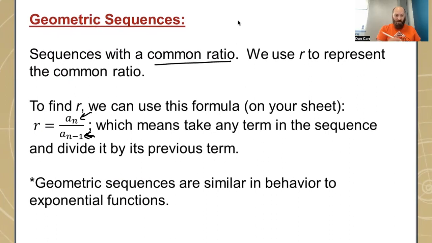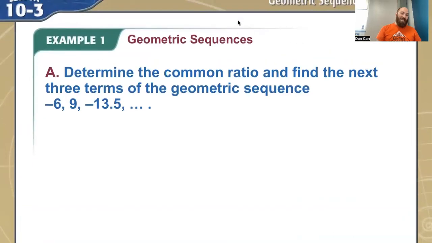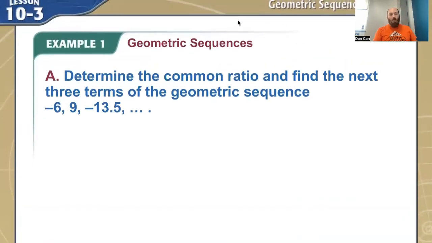So one thing that's going to be interesting about this is that geometric sequences are very much like exponential functions. They have a very similar behavior, compared to how arithmetic is very much like a linear situation. Geometric is like an exponential. So let's look at this as an example of one right here. You notice that this pattern goes negative, positive, negative. That means my common ratio has to be a negative number, because that's the only way I'm going to swap back and forth between the two.